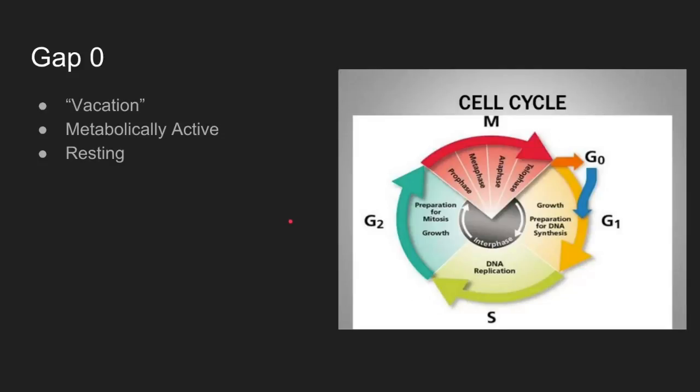Next, which is sometimes a part of the cell cycle for certain cells, is gap 0. This is known as a vacation of sorts because some cells just go off on their own to some land, who knows. These cells are still metabolically active because they go through reactions such as glycolysis and the Krebs cycle. This is a resting place for most cells because they just go there and don't even split. Most cells that go here are like nerve cells.